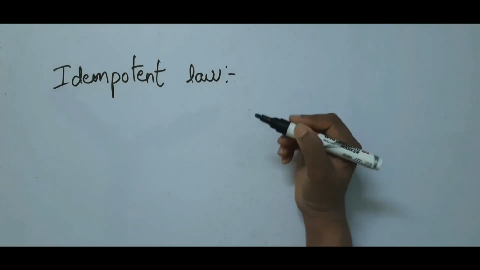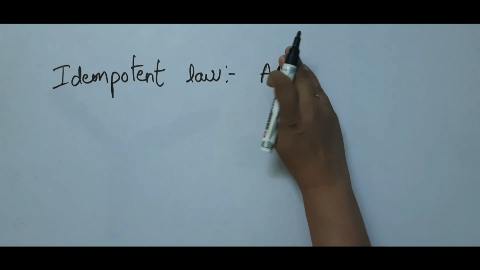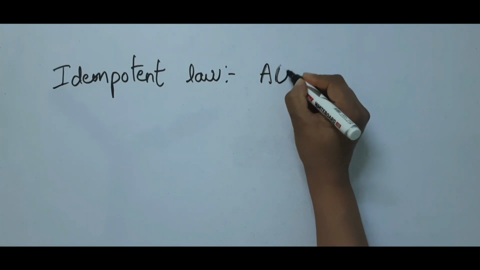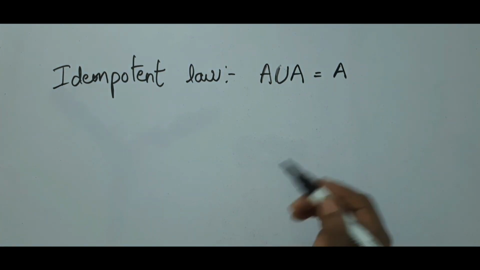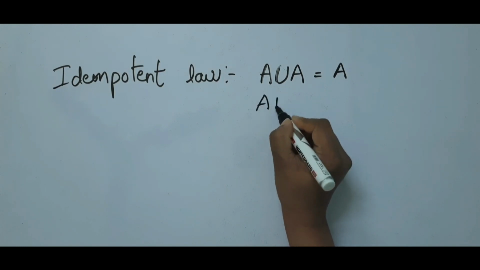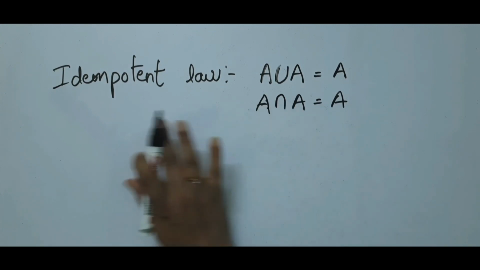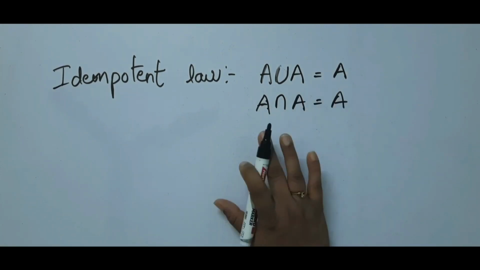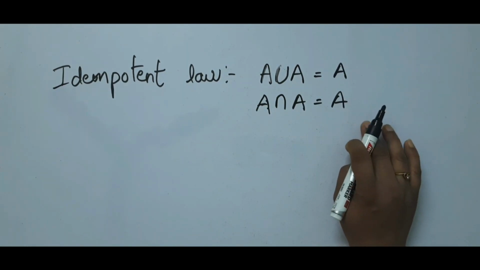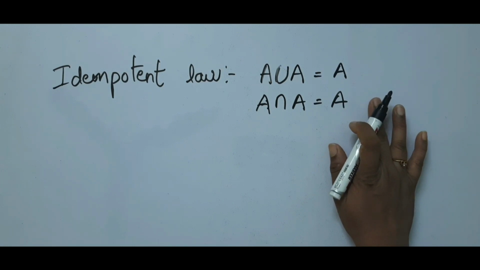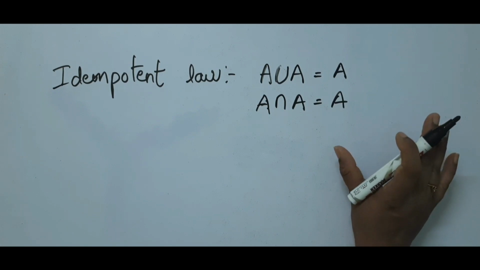if A is any set, let us start first with the union operation. A union A will be A. This is idempotent law. In case of intersection, A intersection A will be A. Okay? In case of idempotent law, A union A is equal to A, and A intersection A is equal to A. If you remember these two rules of idempotent law, it is enough. No need to go into the proof. This will be enough for your exams.